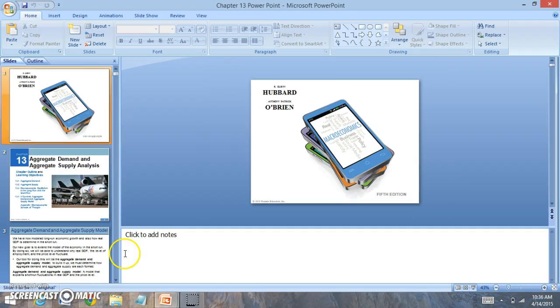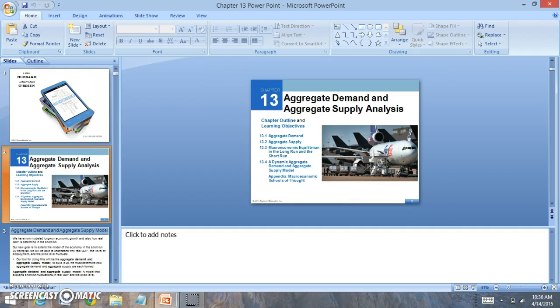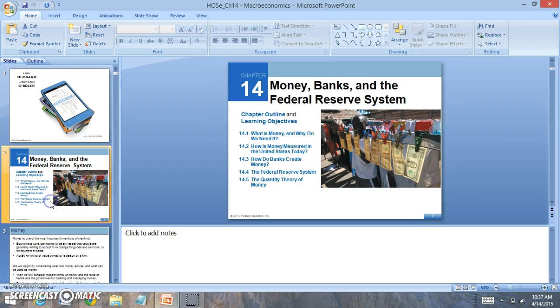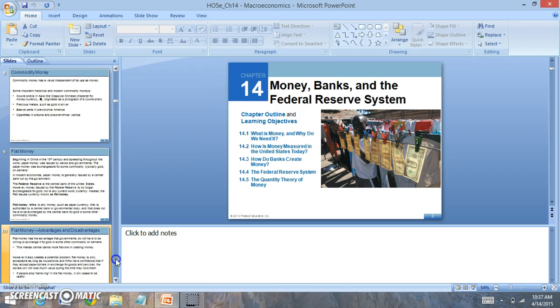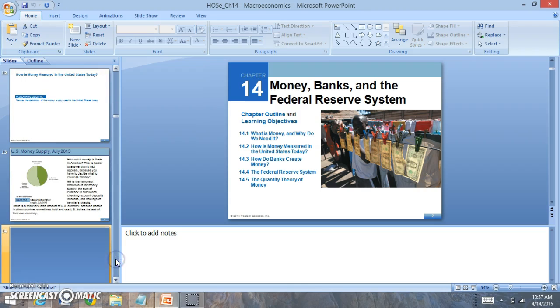For this week, we're going to be looking at aggregate demand and aggregate supply, and that's going to be looking at total demand and total supply in our economy. We're also beginning to focus on the role of money and the role of the Fed. And you'll notice the Fed has a couple different tools. Let me see if I can find that.